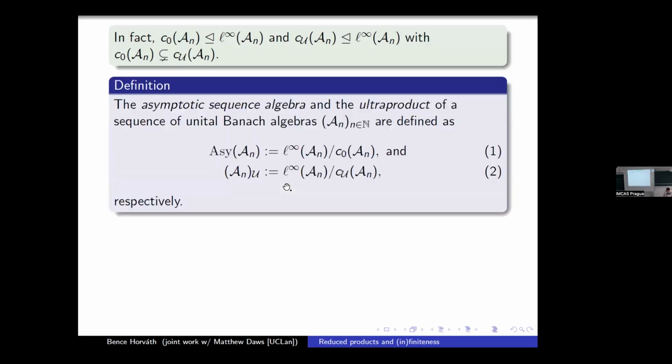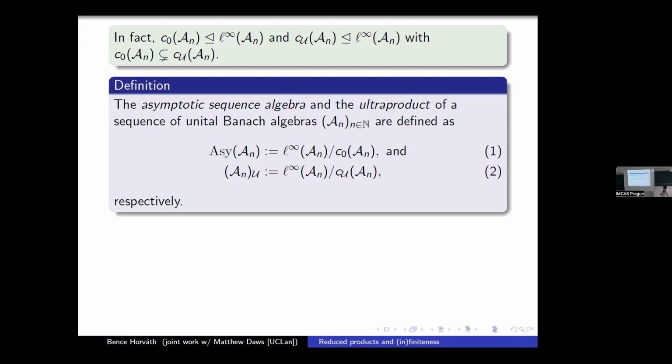I'm coining this notion, asymptotic sequence algebra. This is, I think, originally Ilijas Farah's definition. The asymptotic sequence algebra is this object, this L infinity quotiented by this C0.